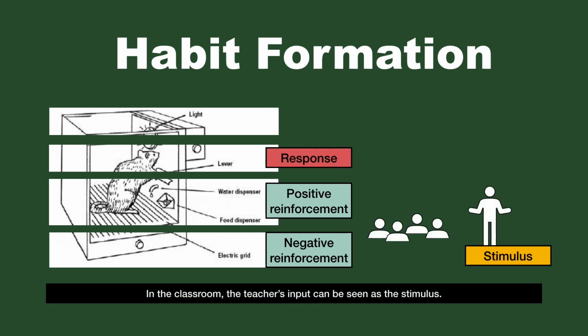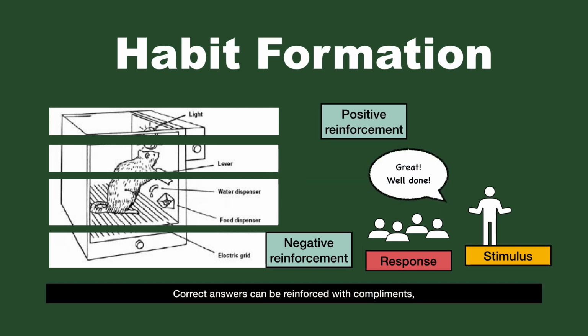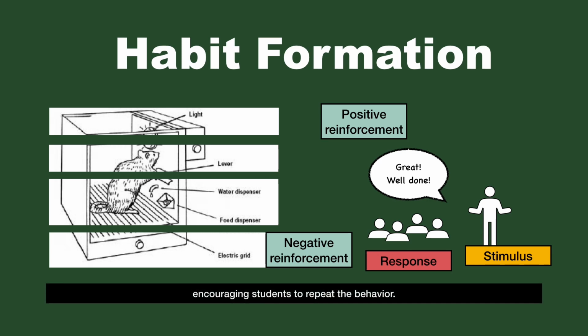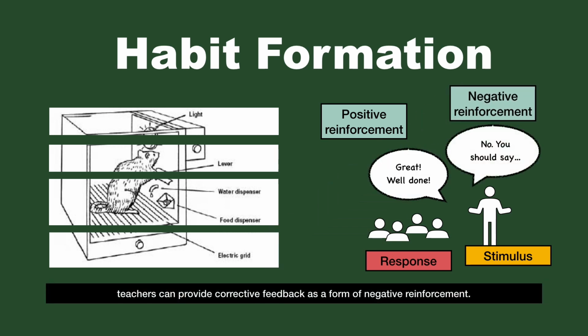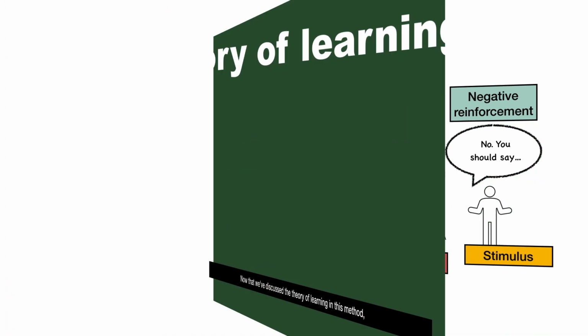In the classroom, the teacher's input can be seen as the stimulus. The student's oral behavior can be seen as the response. Correct answers can be reinforced with compliments, encouraging students to repeat the behavior. When students give incorrect answers, since the use of electric grids on the students is legal, teachers can provide corrective feedback as a form of negative reinforcement. So this method's theory of learning is based on habit formation from behaviorist psychology.